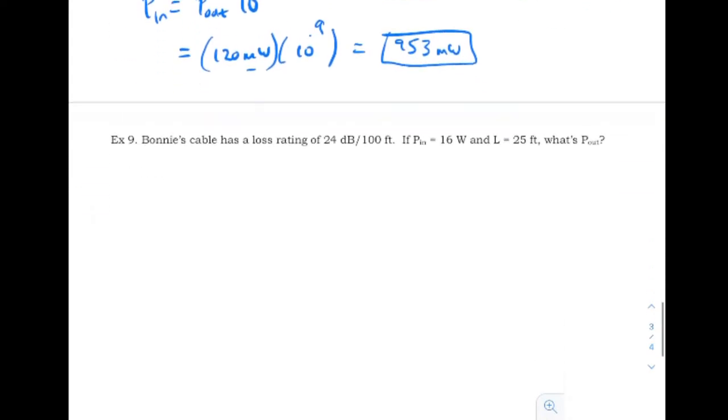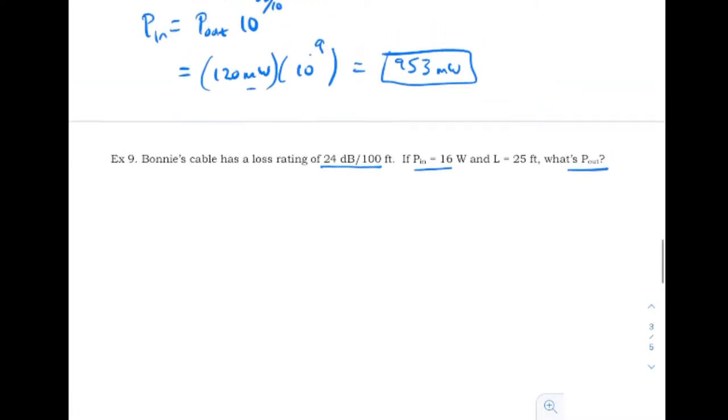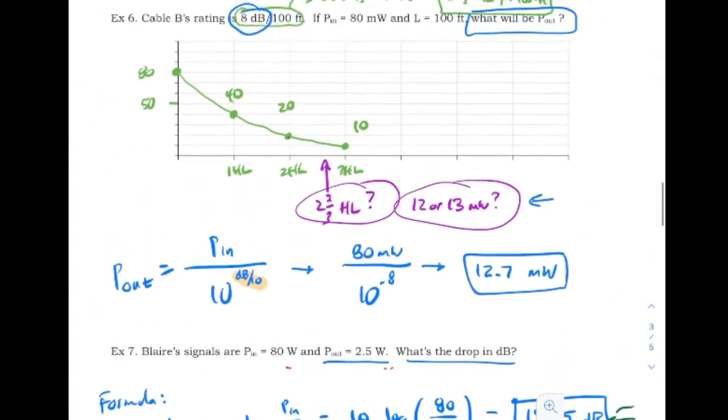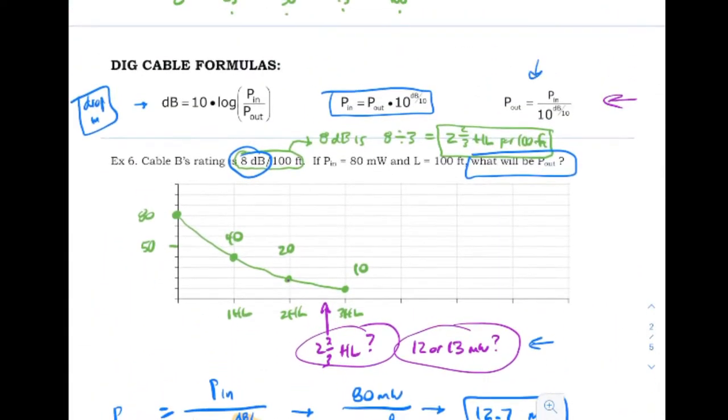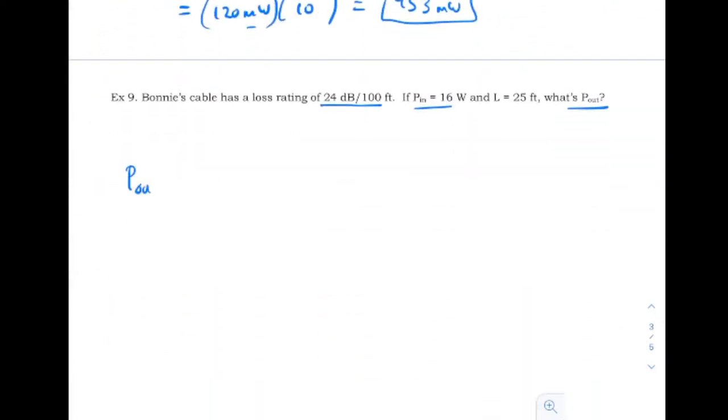Example 9. All right, this one looks a little more involved. Maybe not. 24 decibels per 100 feet. We got the P in. We want the P out. Maybe I'll just go grab the P out formula now just to get that part done. The P out formula is this one: P in over 10 to the 10th of a decibel. Cool. And they're telling us the P in is 16 watts. Now we got to figure out how many decibels it is.